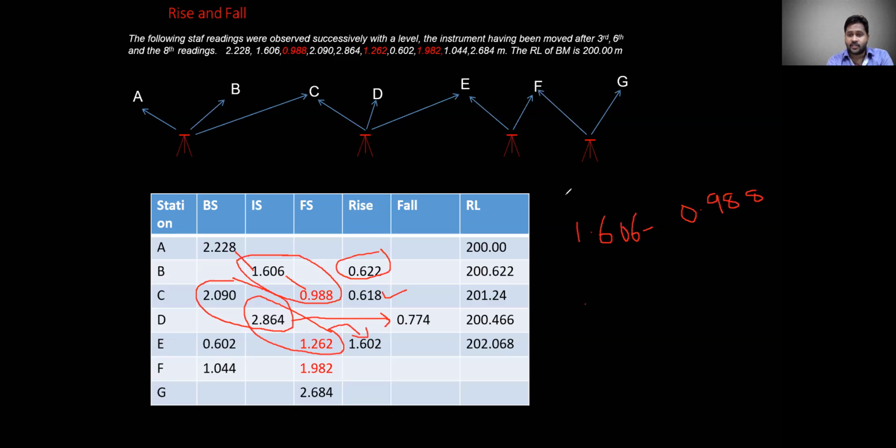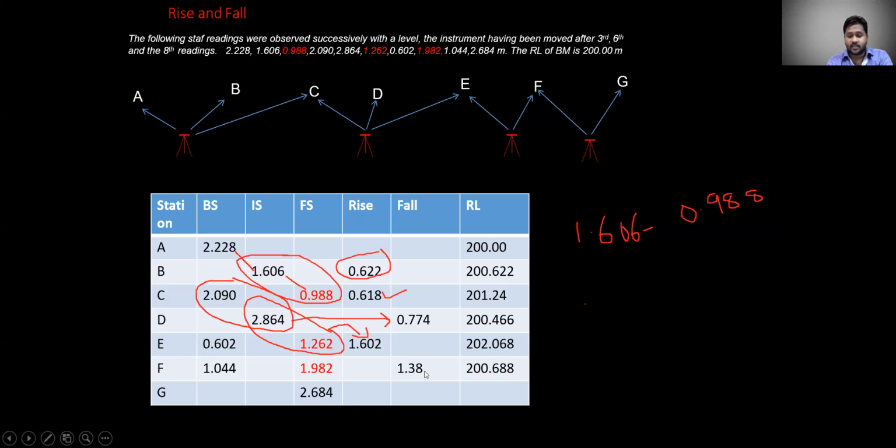Okay, next. So here we are subtracting this value from this value. This value gives you 1.38. In a similar way, if you see, you are getting this value. Subtracting both of these, we are getting 1.64.